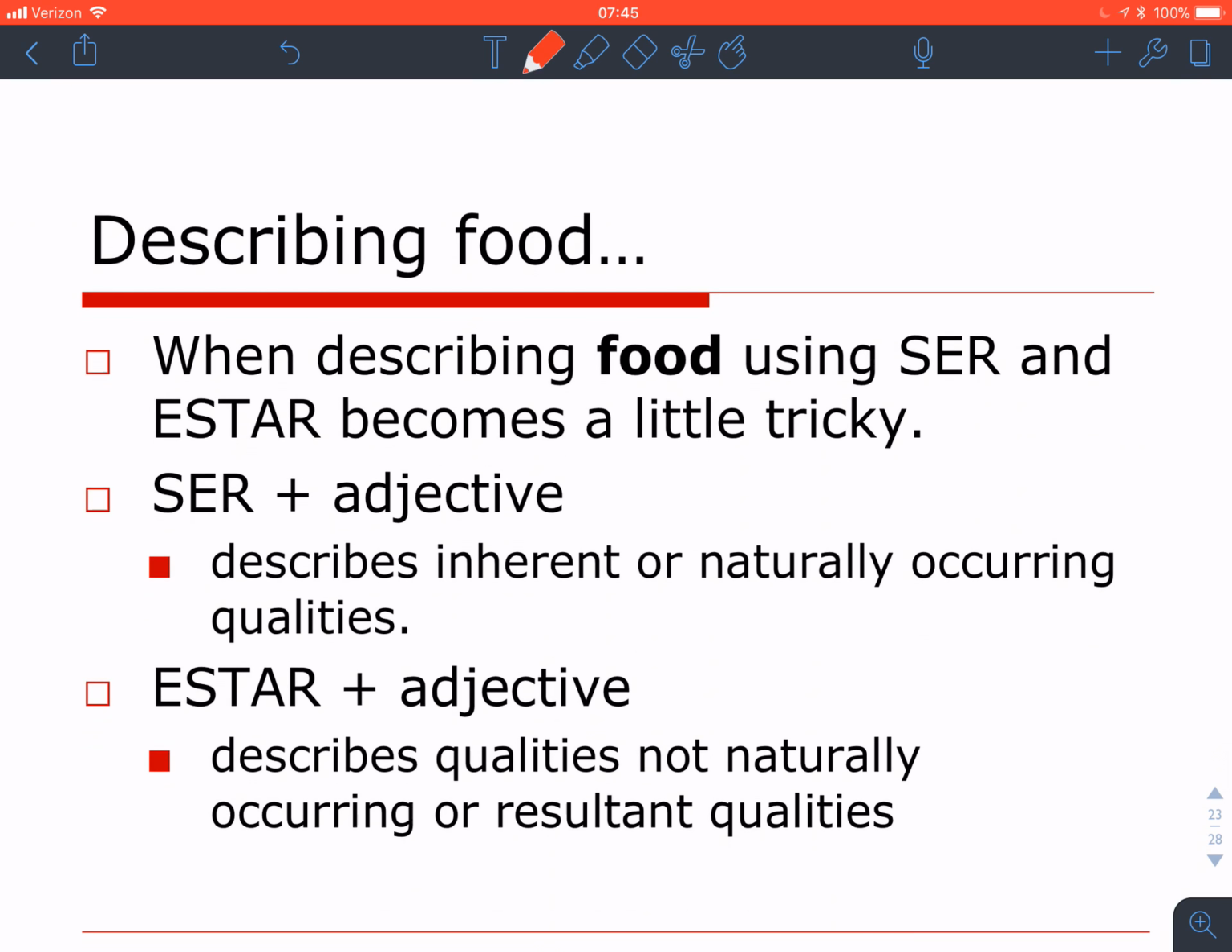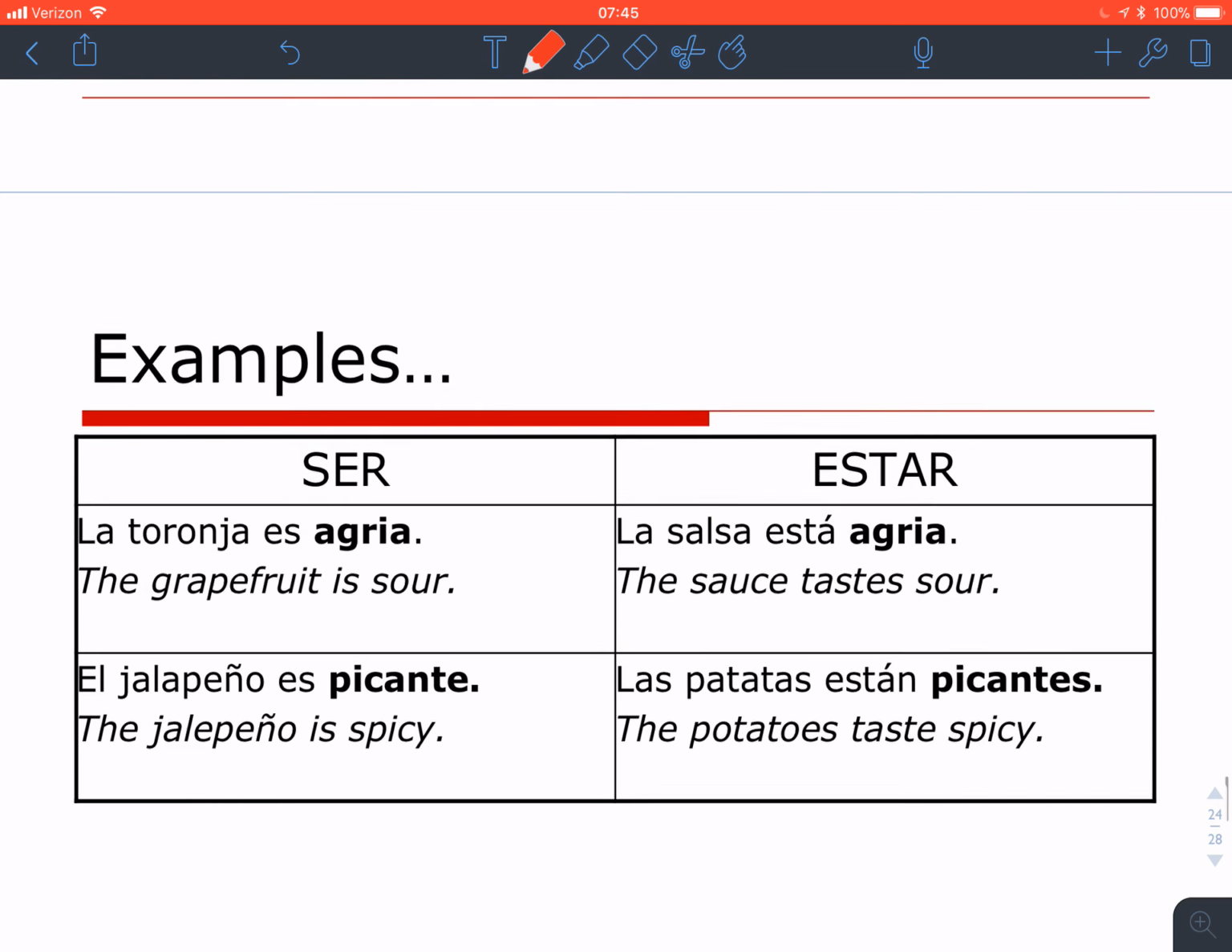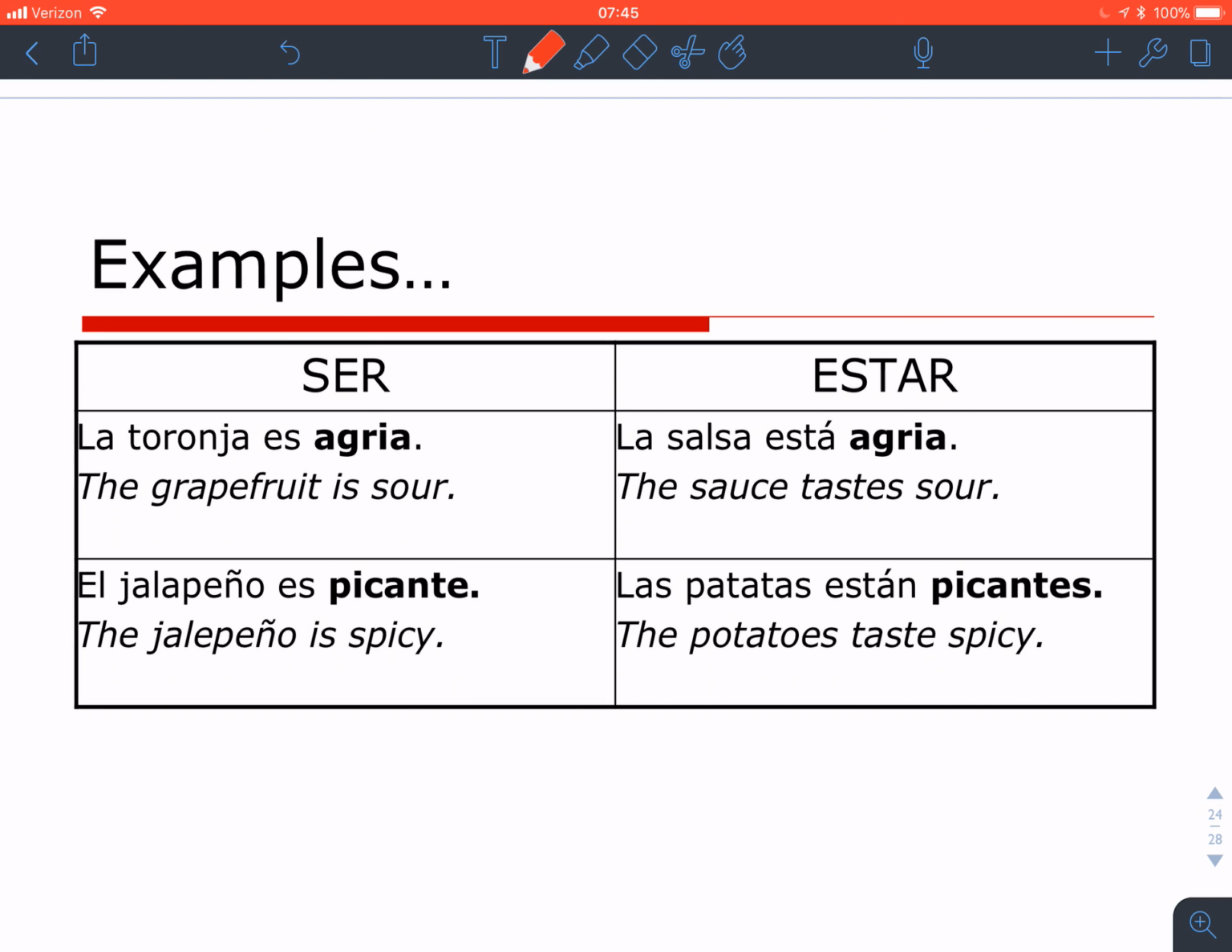We also have some interesting things to consider when we're describing food. Ser plus an adjective describes an inherent or naturally occurring quality. So it sort of marries into what we just saw before, something that's internal or inherent. But estar describes quality not naturally occurring or resulting qualities, meaning things were added, things were modified, things that were not originally in the food to begin with.